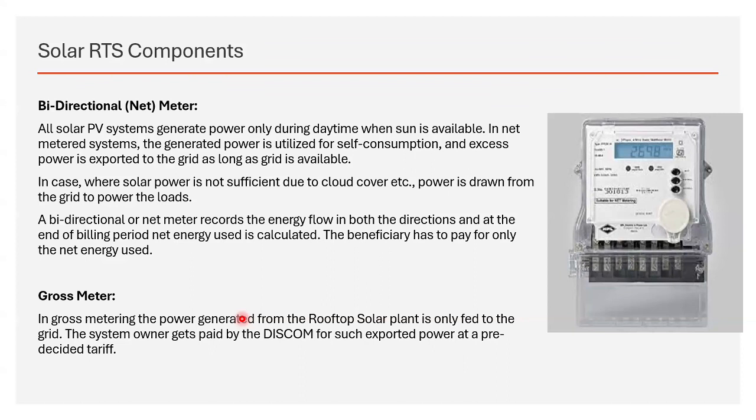And in some cases, we install a gross meter, where the power generated from the rooftop solar plant is not used by any customer but is directly fed to the grid. There we don't need a bidirectional meter. We need a gross meter, because a bidirectional meter is always costly, as it has 4-quadrant operation. That means it records both import and export energy. So definitely these kinds of meters involve high cost.